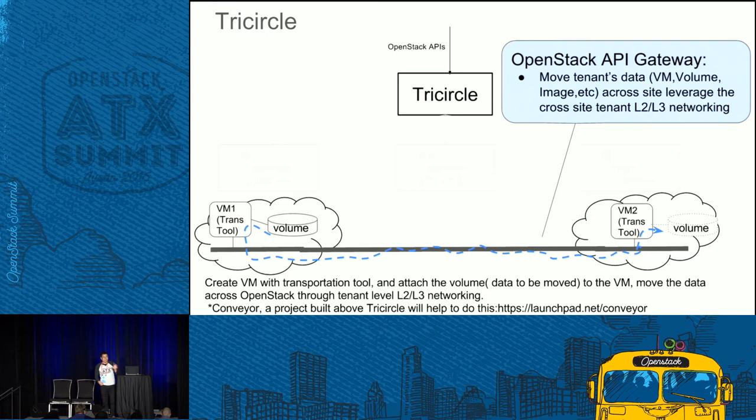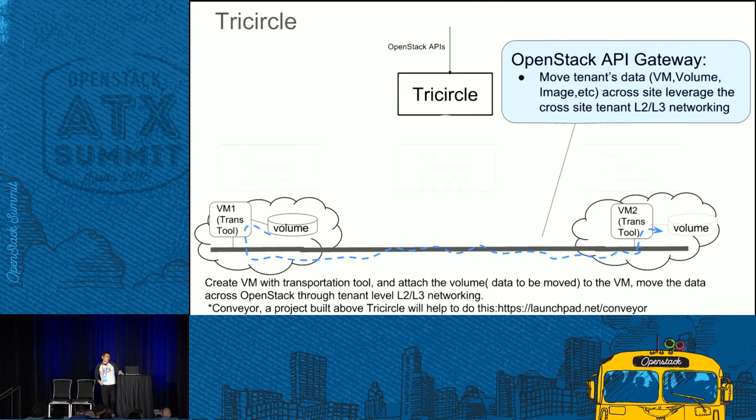So by leveraging the L2 network and the L3 network across different OpenStack instances, we can move the data from one OpenStack instance to another. We just need to create virtual machines in the different OpenStack instances with a transferring tool installed. These virtual machines are attached to the same network, with L3 connection. Then the transferring virtual machines in different OpenStack instances can communicate with each other. After that, we can attach the volume with the data to be transferred to the virtual machine. Then the transferring virtual machines can talk with each other to move the data from one site to another.